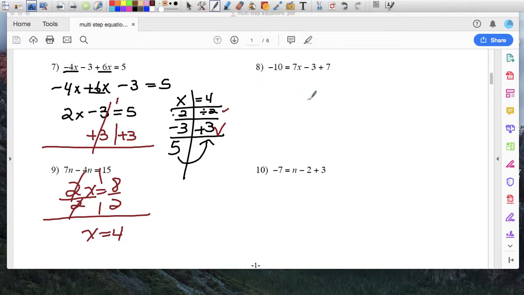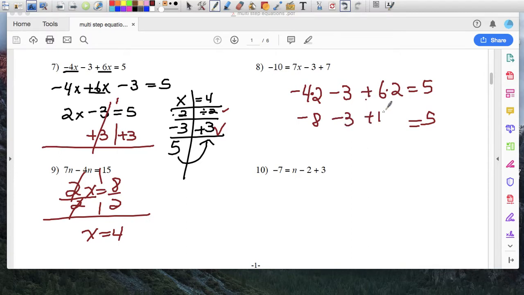Yay. Substitution, it's minus 4 times 2. Minus 3 plus 6 times 2 equals 5. Let's see if that works out. Negative 4 times 2 is negative 8. Minus 3 comes down. Positive 6 and 2 is plus 12. This doesn't look good at all.